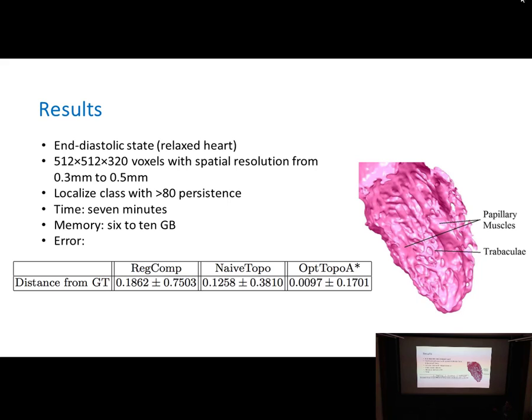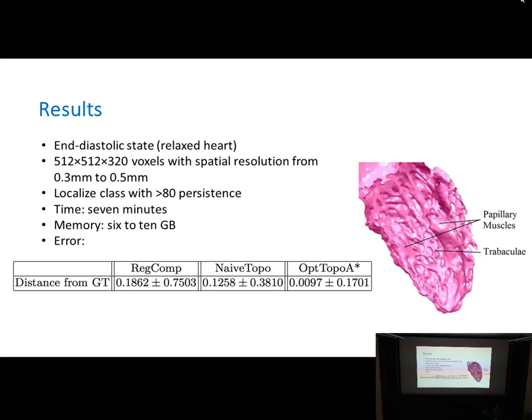The image size is usually 500 by 500 by 300. But really, when you localize to the ventricle, it's just up to 100 cubed. And then here's the spatial resolution. We select the threshold to be 80, and the total running time, including the persistence computation, is roughly 7 minutes over six different data sets. And also the memory consumption is 6 to 10 gigabytes. All right, and yes, GT, ground truth.